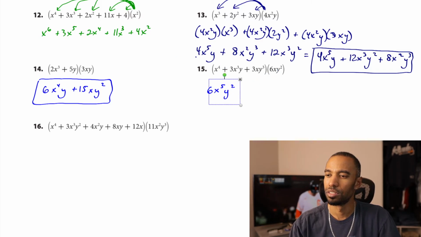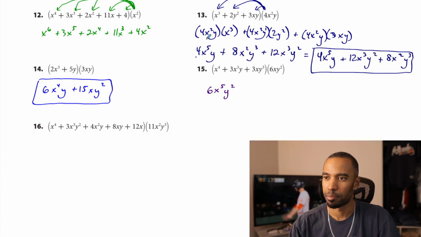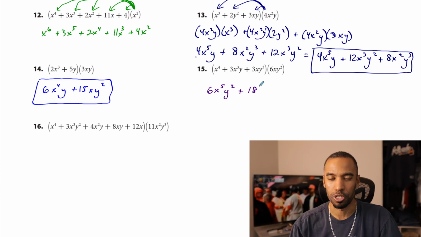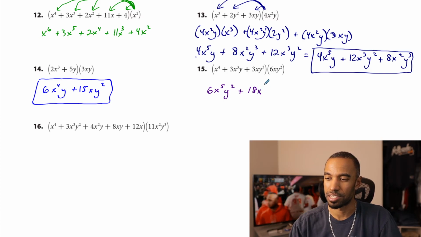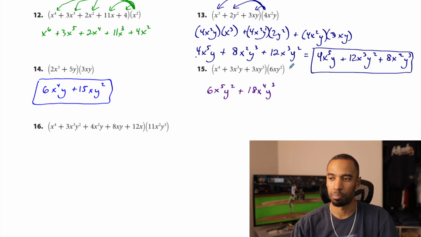Change colors. Second term, I'm going to have 6 times 3. That's going to be giving me 18. Give me a moment. That's 18. x cubed times x cubed. x cubed, or x to the 3rd, times x is x to the 4th. And y times y squared is y cubed. Once again, that's a 1 plus 2 going on.